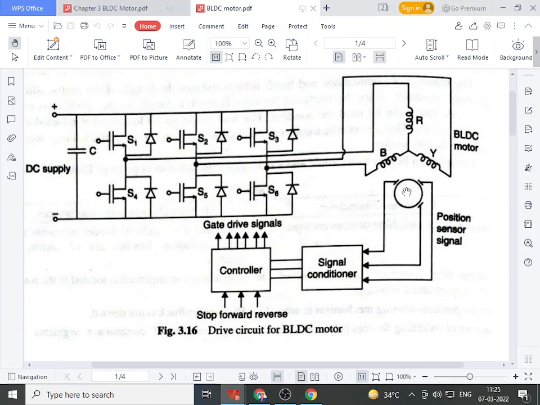So the BLDC motor is fed with a 3-phase inverter. That inverter is excited with DC supply, and at the output side of that inverter we obtain the variable frequency AC output. Now according to the sequence by which we turn on these particular switches, there are 3 switches in the upper leg of this inverter, and 3 switches in the bottom leg of this inverter. According to the sequence generated by this controller, particular switches will turn on.